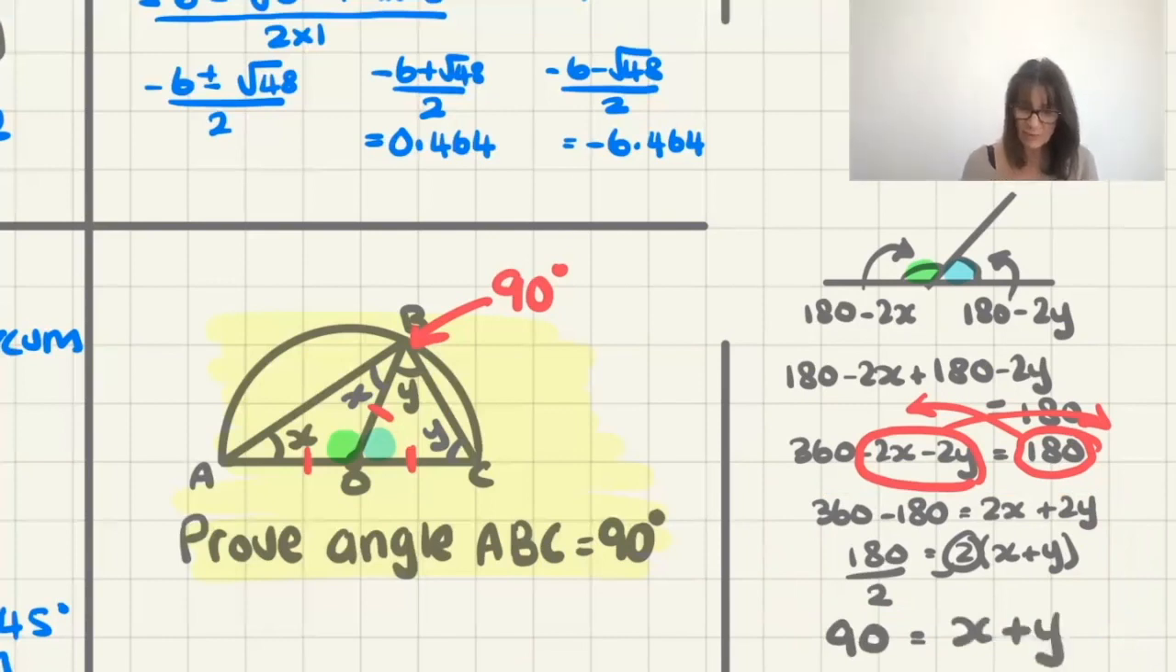They wanted me to prove that ABC, which is this angle here, x plus y is equal to 90. And we've done exactly that. X plus y is equal to 90. So with a question like that, when you hear that word prove, you're staying in algebra all the way. So it's really having that confidence to try things.